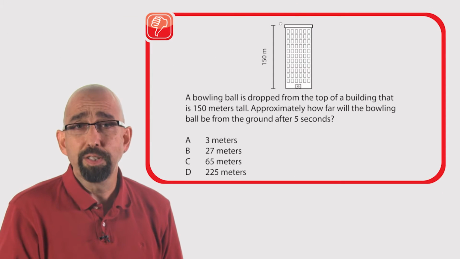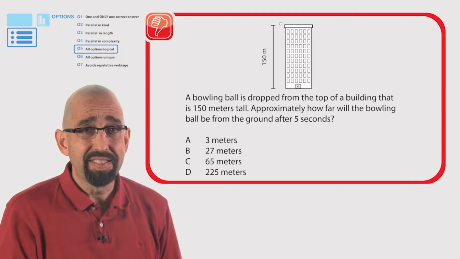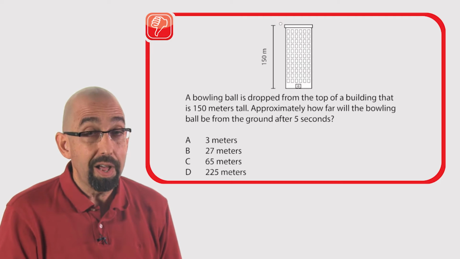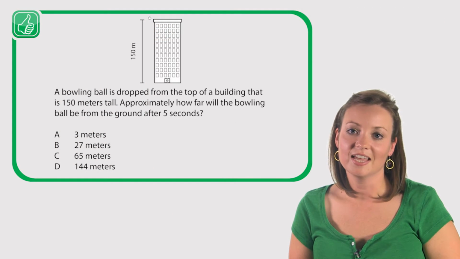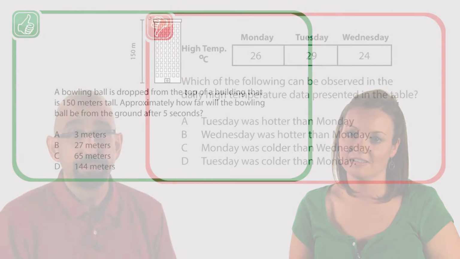This example fails at criterion O5, all options logical. In this example of the numerical options, one of them falls outside the range of logical possibility. The last option would require the bowling ball to fall up, a logical impossibility. This example is improved in that now all of the options are within the limits of logical possibility.